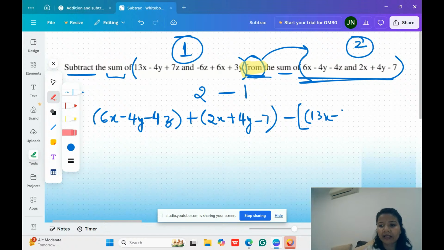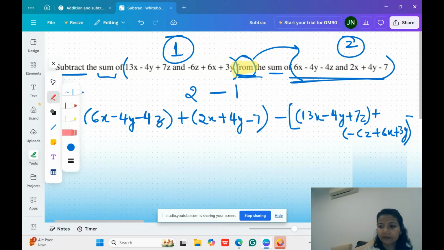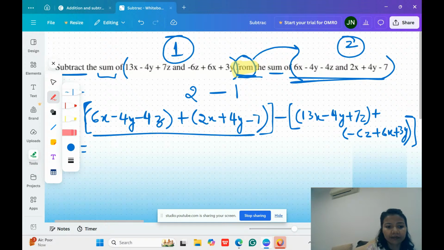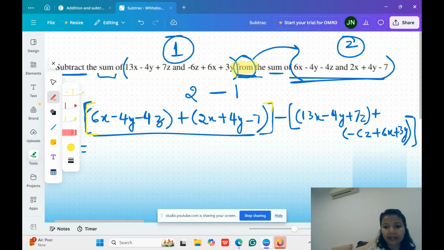13x minus 4y plus 7z. Okay, plus, I'm writing the second bracket down here, minus 6z plus 6x plus 3y. All right, and this bracket needs to be closed. Let's close the bracket here. Now let's open this bracket. This was your first. Let me change the ink here to show you that this is the first bracket and this is the second bracket. This is your second and this is your first. Okay, 2 minus 1.